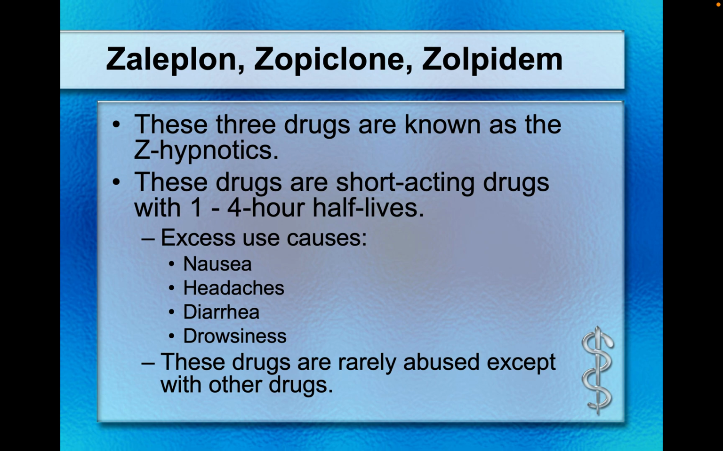Zaleplon, zopiclone, and zolpidem. These 3 drugs are known as the Z hypnotics. These drugs are short-acting drugs with 1 to 4 hours of half-life. The excess use causes nausea, headaches, diarrhea, and drowsiness. These drugs are rarely abused except with other drugs. And these are the Z hypnotics.